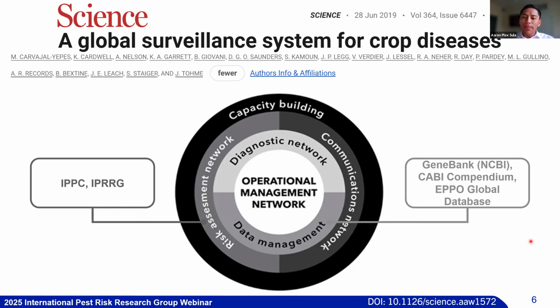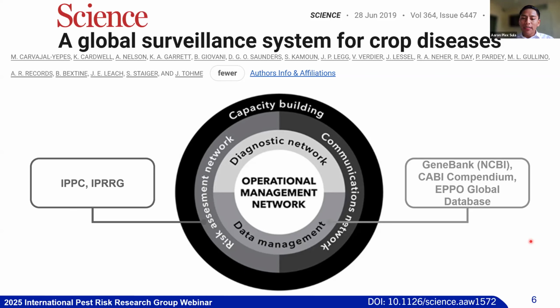Likewise, the International Plant Protection Convention provides an international platform consisting of 185 contracting parties or governments that collaborate to develop, adopt, and promote the application of international standards for phytosanitary measures, or ISPMs. The International Pest Risk Research Group, the IPRRG, is also a dedicated group of research scientists and pest risk practitioners, which aim to develop enhanced pest risk modeling and mapping methods through rigorous and innovative research.